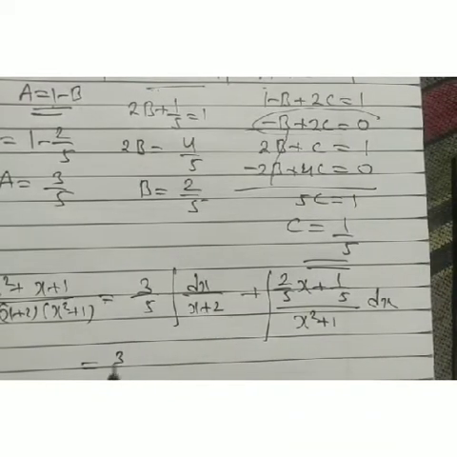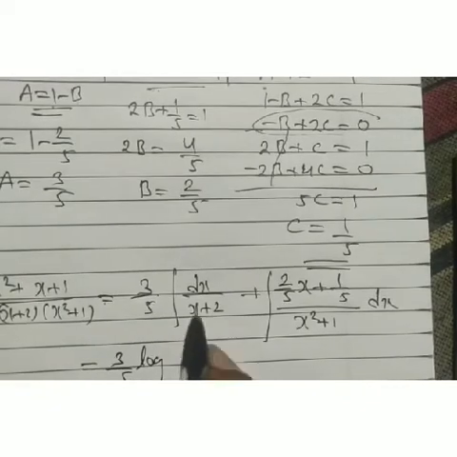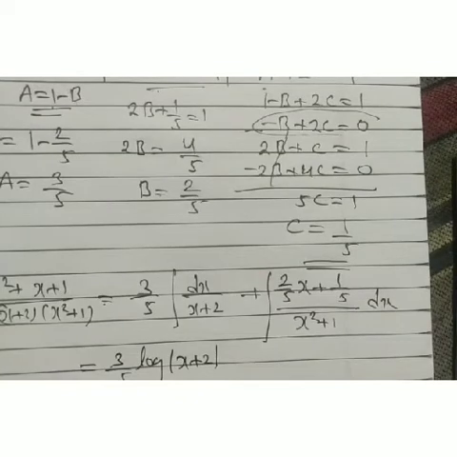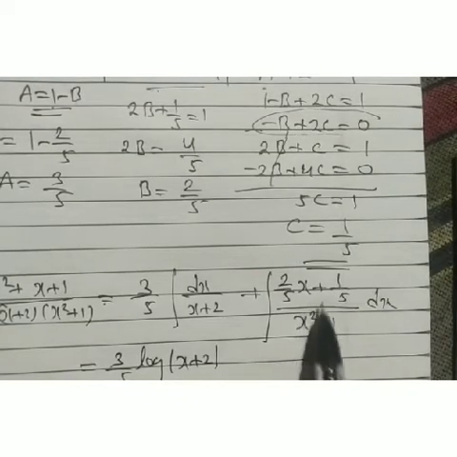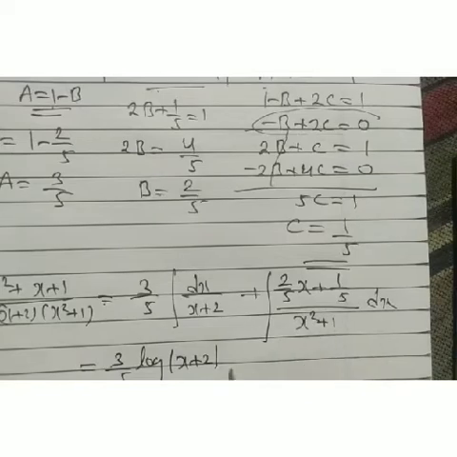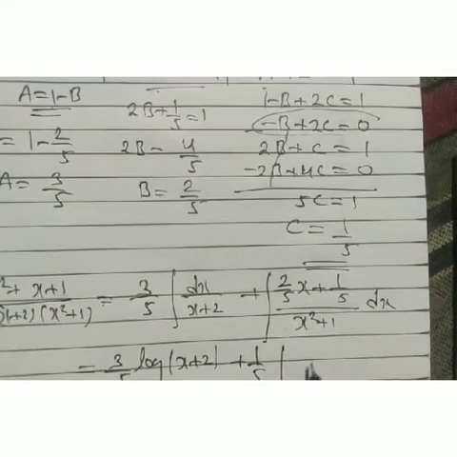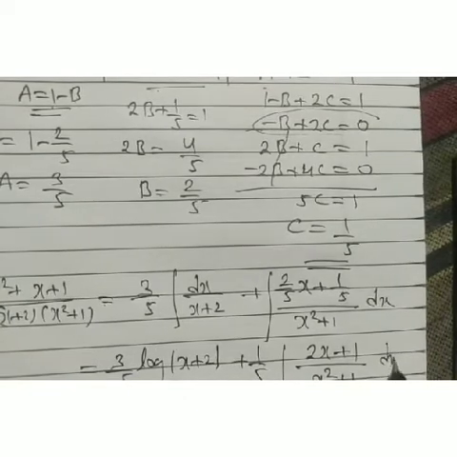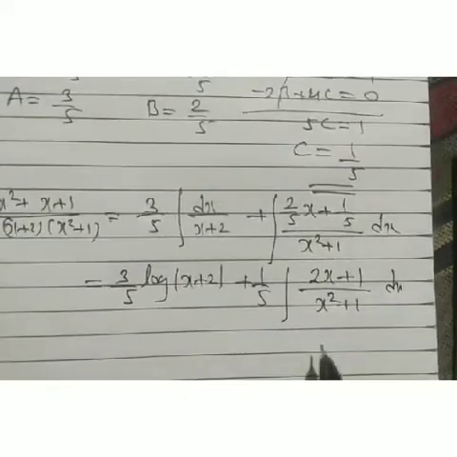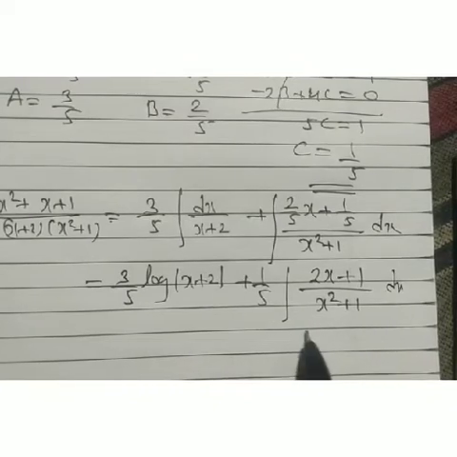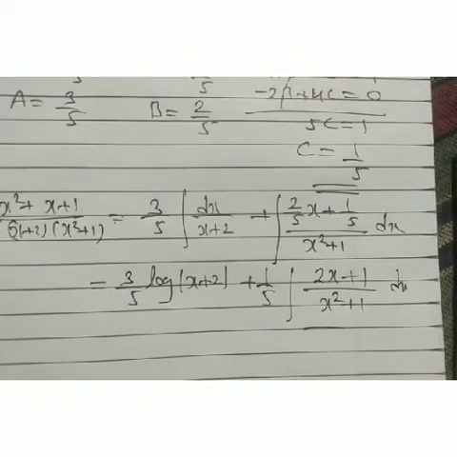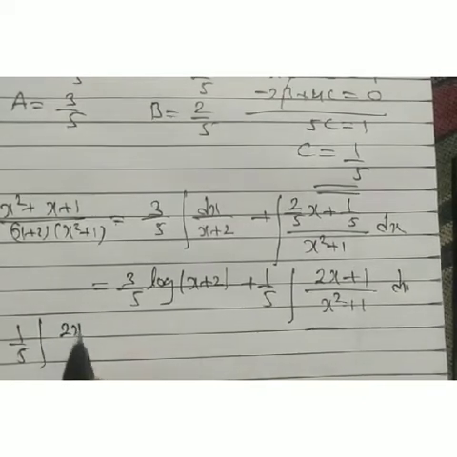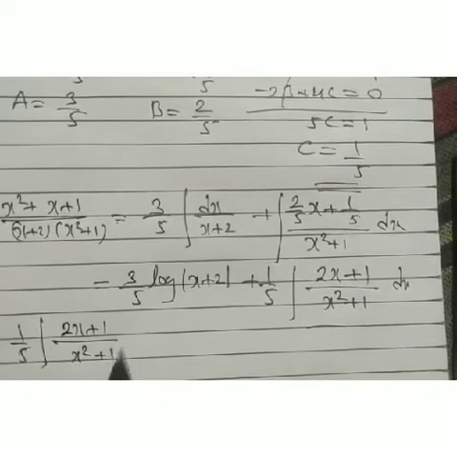Now look, it's again a log. It's easy to get 3 by 5 log of x plus 2. But now here we take a 5 common, plus 1 by 5 taken out as common. Then what we have is 2x plus 1 over x square plus 1 dx. So we have 1 by 5 integration of 2x plus 1 over x square plus 1 dx.